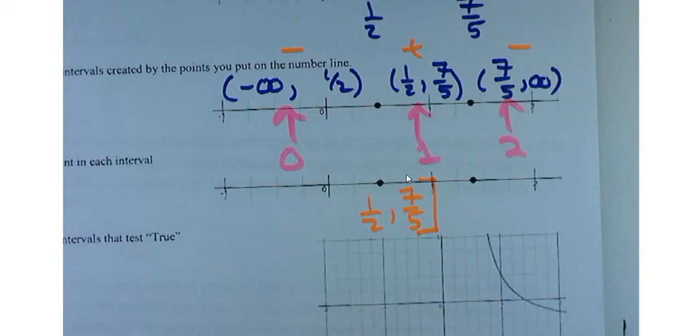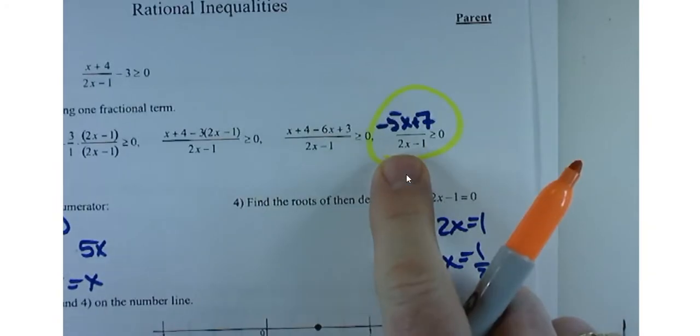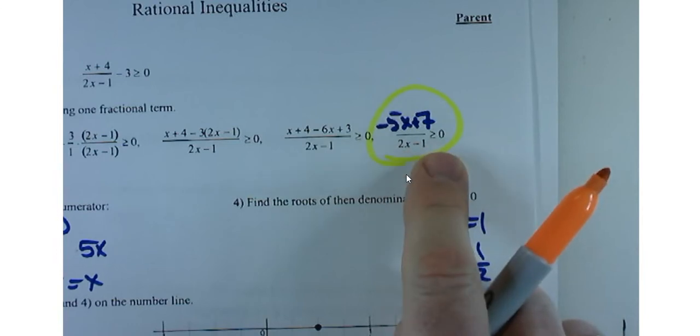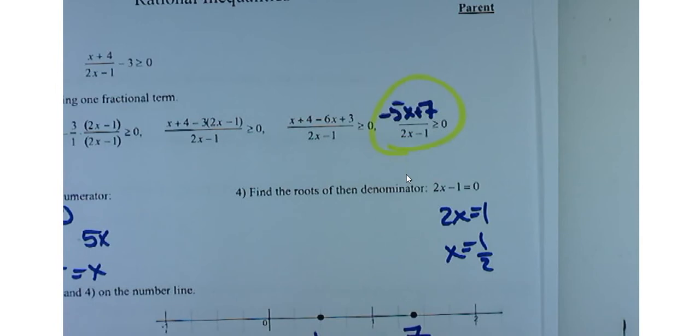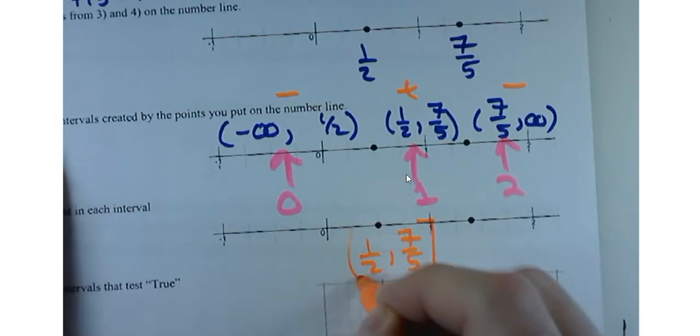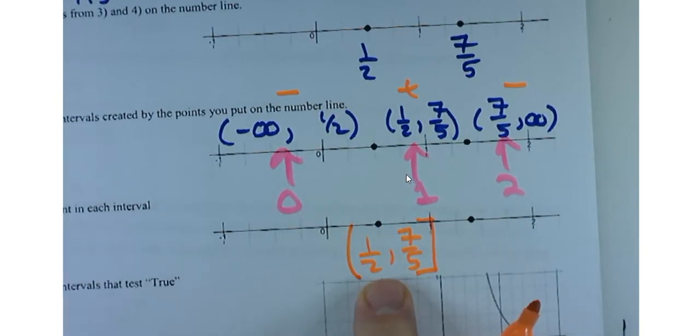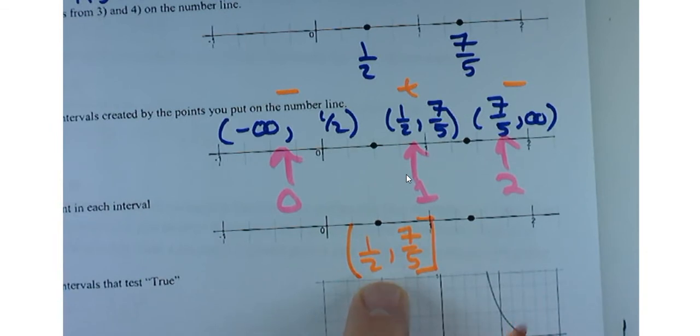What's going on is that at 1/2, 2 times 1/2 minus 1 is 0. You're dividing by 0. That's a mathematical no-no. Don't pass go. Don't collect $200. You can't do that. So we're going to use a parenthesis here. And that's important that you get these parentheses and brackets straight. Like I said, the cool thing with the graphing calculator is that you can actually test the endpoints and find out or remind yourself, gee, I want this one and I don't want this one.